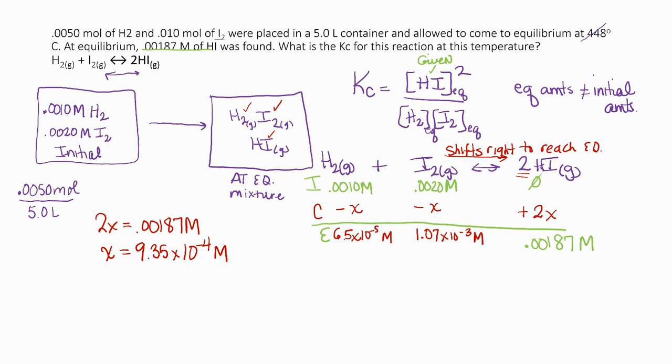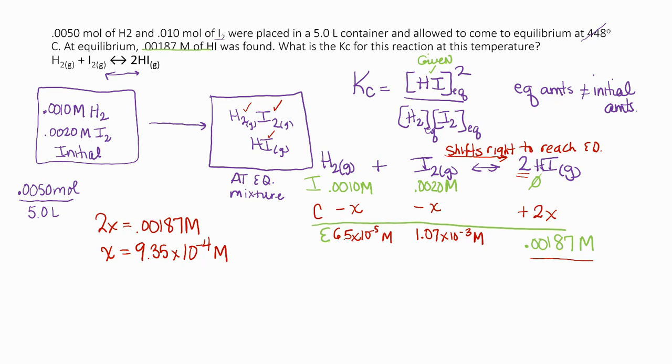Okay, so let's recap. We started with hydrogen and iodine. It has to shift right because there wasn't any product. As the product accumulates, some shifts back, and then equilibrium is reached. We know the equilibrium amount of HI. Notice it went from 0 to 0.00187, so we know it did shift right. It's more of it, right?